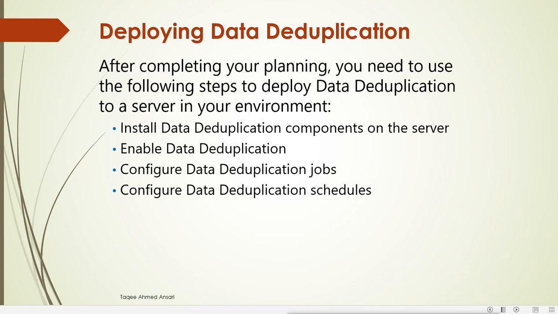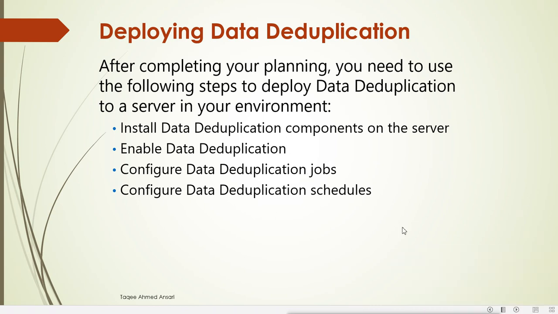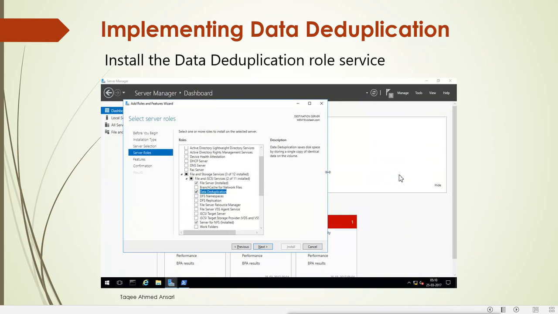Now one more thing: we can't enable this data deduplication on the C drive. C drive means the drive which has the installation. Our installation is on the system drive, that is the C drive, so we can't enable data deduplication on it. We can enable it on any other data drive, but not on the C drive, the system drive. And we can configure it from Server Manager. So first we have to install the data deduplication role, and then we can configure it.